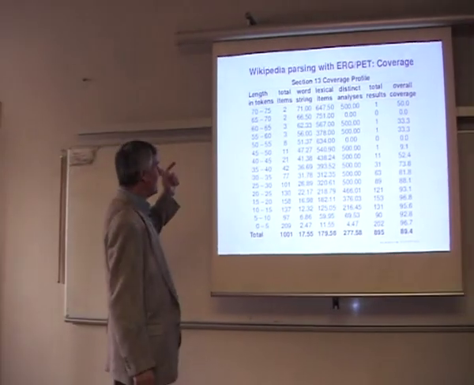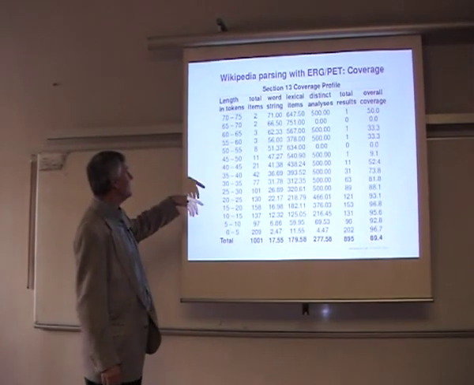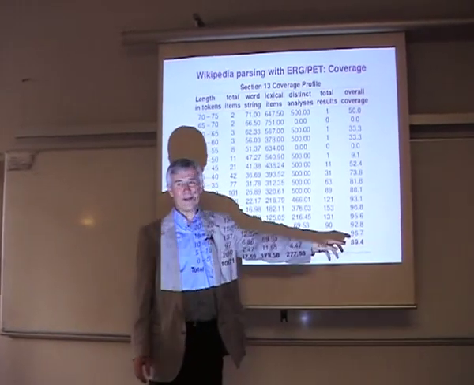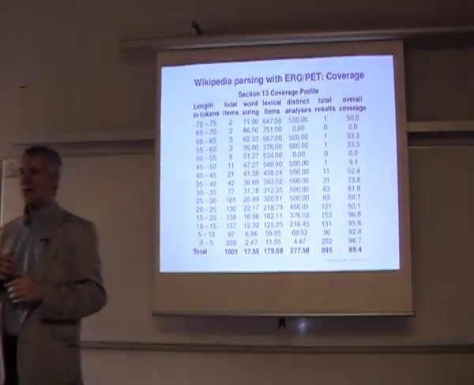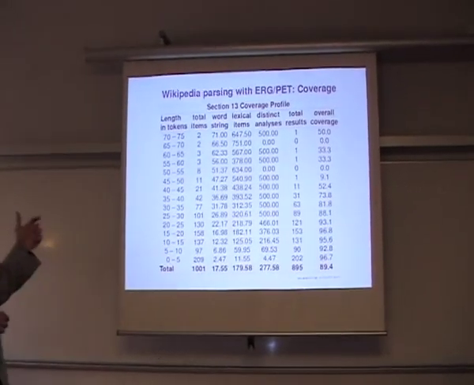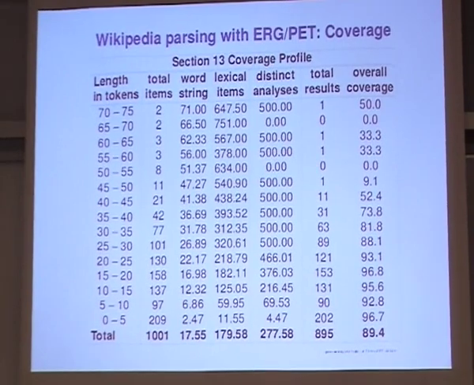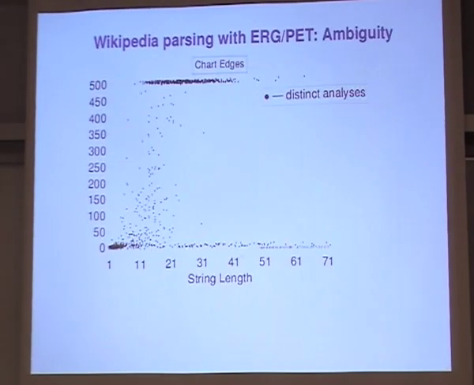Okay, so the success rate we've had in parsing that Wikipedia is just under 90%. Too bad. It'd be nice to be at the round number. So 9 out of 10 sentences we can parse. We can find a set of analyses, at least one analysis for that. Those are not all correct. So let me show you the ambiguity in this case.